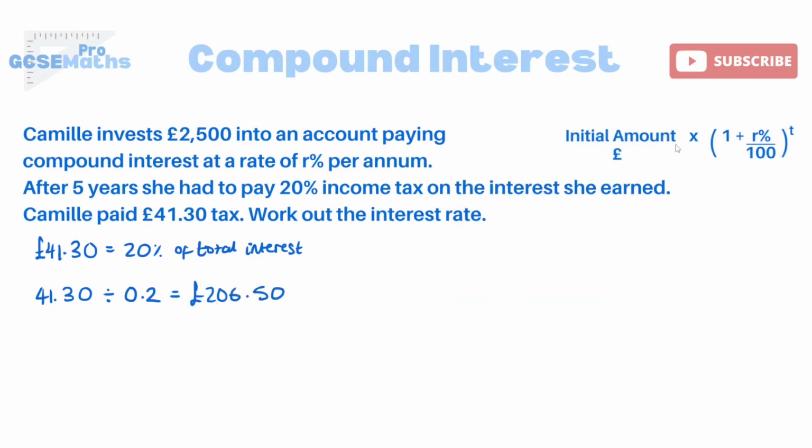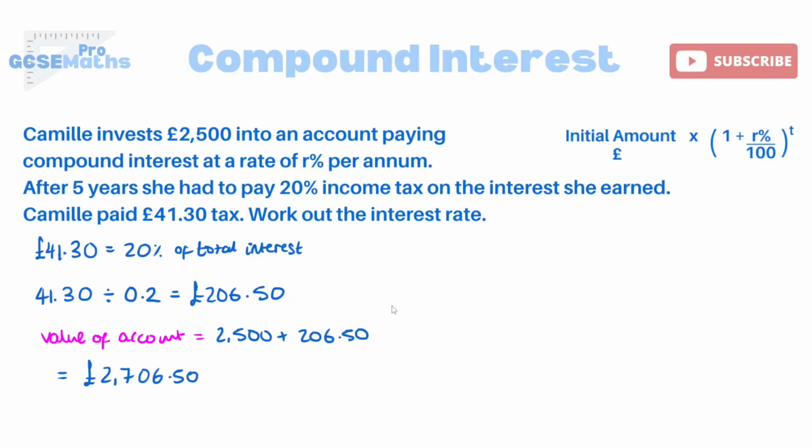For our compound interest formula, this formula gives us the total value of the account at the end of the time, doesn't it? So that also includes interest and the initial amount. So we need to add that back onto the initial amount to get the total value. So the value of her account at the end of 5 years is going to be 2,500 plus 206.50. And that's what we'll use to put into our formula. That gives me 2,706.50. That's the value that she had in her account after 5 years. So this is the additional bit we need to do for this question. From here, it's now the same exact steps that we did with the previous question.